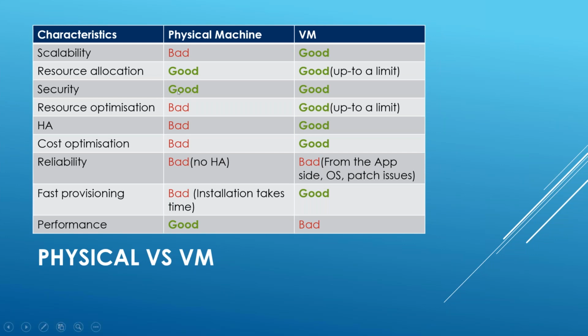Security is also really good in your physical server because you have hosted a single application on a single server, and in VM the security is also very good. Resource optimization is bad in physical. Why? Because you cannot allocate your resources to other applications. In VM it is very good because you are sharing your resources across many logical servers. High availability is bad in physical machines and really good in virtual machines. Cost optimization is bad in physical because you need more money to buy new servers, and it is good in VM.